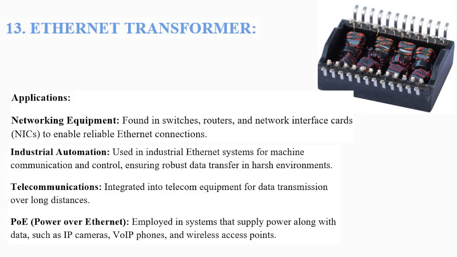Applications include network equipment found in switches, routers, and network interface cards (NICs) to enable reliable Ethernet connections. Industrial automation: used in industrial Ethernet systems for machine communication and control, ensuring robust data transfer in harsh environments. In telecommunications, integrated into telecom equipment for data transmission over long distances. In PoE, Power over Ethernet, employed in systems that supply power along with data, such as IP cameras, VoIP phones, and wireless access points.